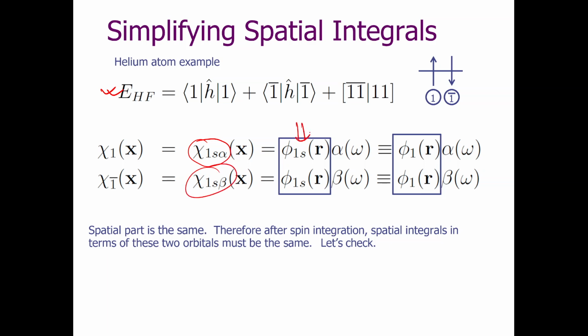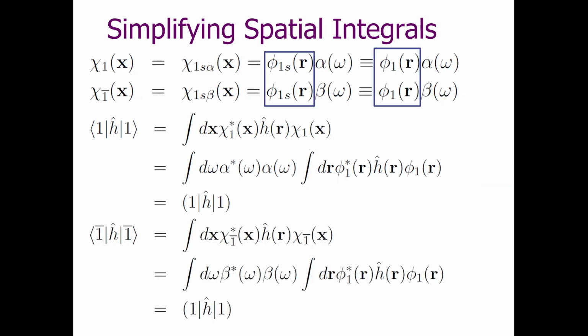And here we are saying that the spatial part of the first electron and the second electron is the same. That means we are actually dealing with the restricted Hartree-Fock. So we can write it as phi 1(r), phi 1(r). The spatial part is the same. Therefore, after spin integration, the spatial integral in terms of this orbital must be the same, right?